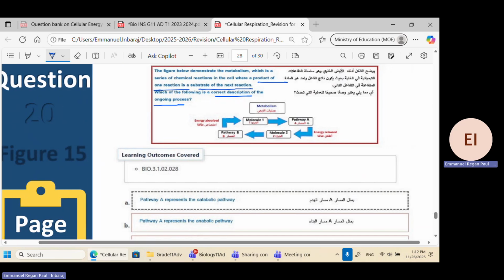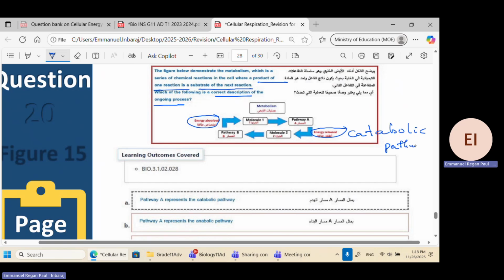Something is happening here. This is molecule 1. Molecule 1 enters pathway B. Then in pathway B, this is a clue, energy is absorbed and it gives molecule 1. The molecule 1 gives pathway A, and energy is released. Here you should understand that when energy is released, what do we call this? You call this a catabolic pathway.